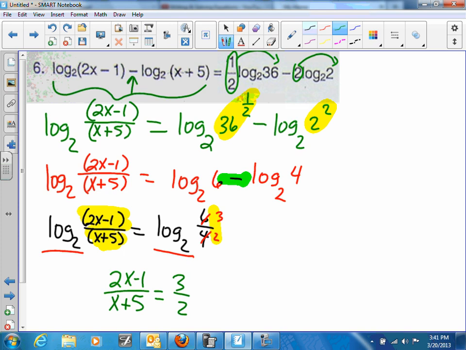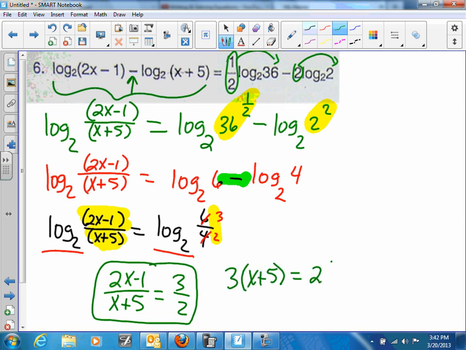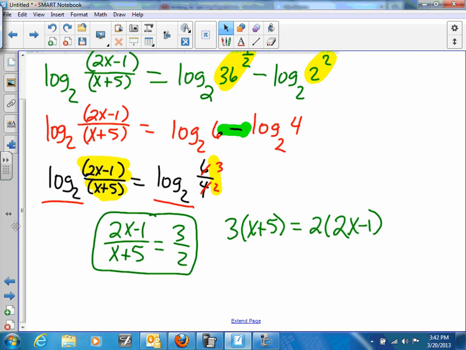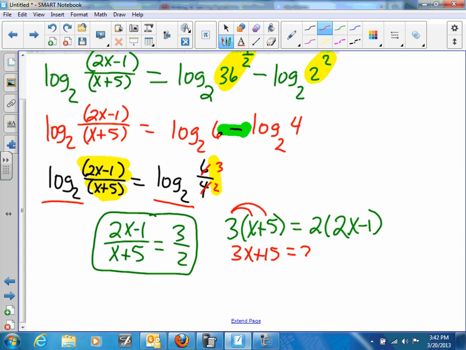Now, I'm not done with this because this is an equation. I'm going to go ahead and cross multiply. So I end up getting 3 times x plus 5 equals 2 times 2x minus 1. Okay? So now I can just distribute. I get 3x plus 15 equals 4x minus 2.